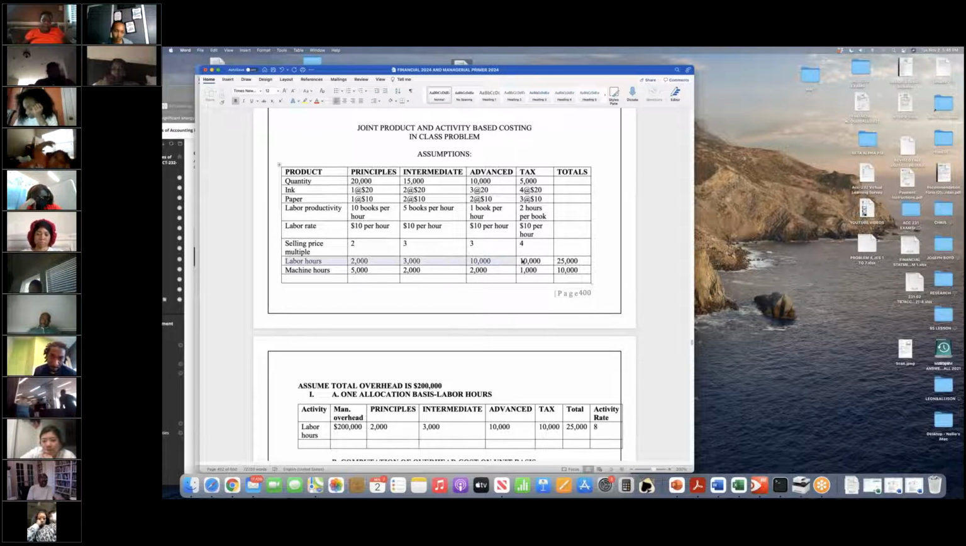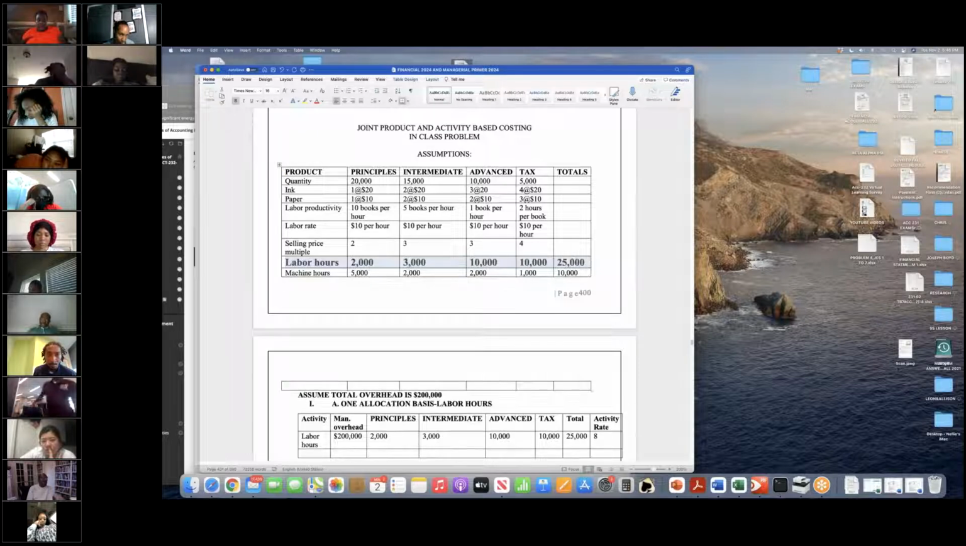Let me go through here. Let me bold this. Make it 16. Okay, so this is where we're working, for getting the labor hours down. For the intermediate book, we got to make 15,000. We're making 5 per hour, so that's 3,000. Do you see the 2,000 and the 3,000? Yes, I see it.